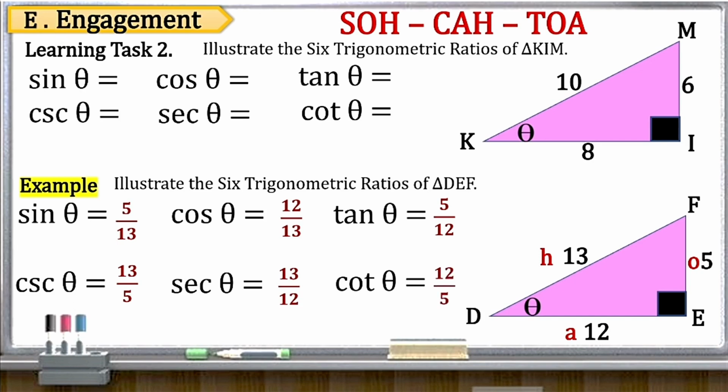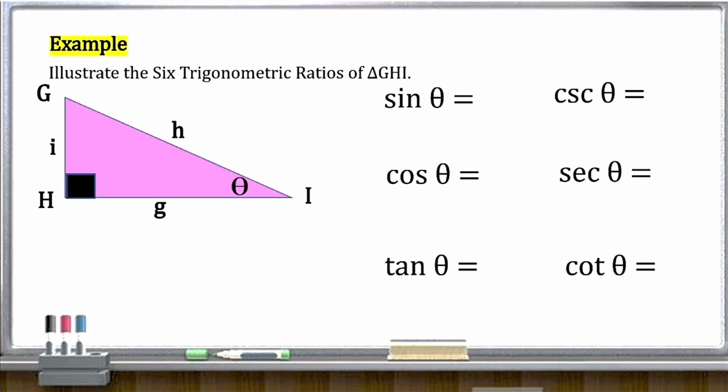At para mas lalo nyo pang maintindihan, magbibigay pa ako ng isa pang example. Halimbawa naman, class, na yung theta natin o reference angle ay nandito banda sa taas. So pag ganyan, class, magbabago yung ating opposite at adjacent side. Notice na yung theta dito, class, nakatapat sa bandang baba. So ibig sabihin, ito yung ating magiging opposite side. At ito naman yung ating adjacent side, yung malapit, class, o nakadikit doon sa ating theta.